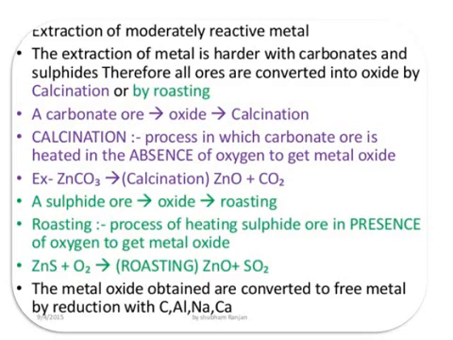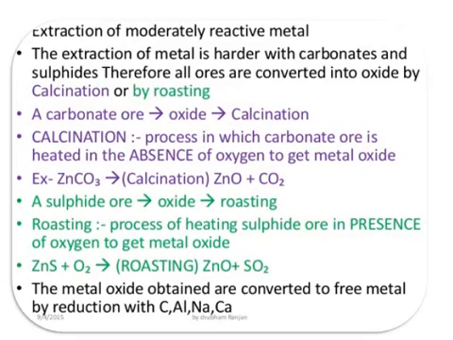So the definition is very important. Roasting is the process in which sulfide ores are heated below their melting point in the presence of excess air to convert them into metal oxides. So 2ZnS plus 3O2 gives on roasting 2ZnO plus 2SO2. So zinc sulfide is converted into zinc oxide by the process of roasting.